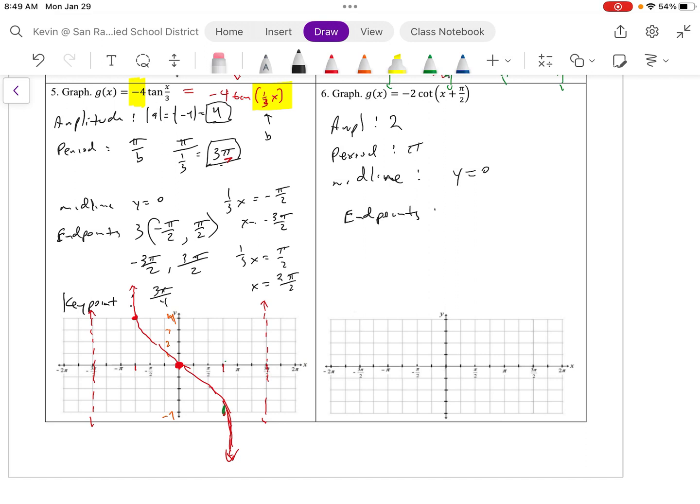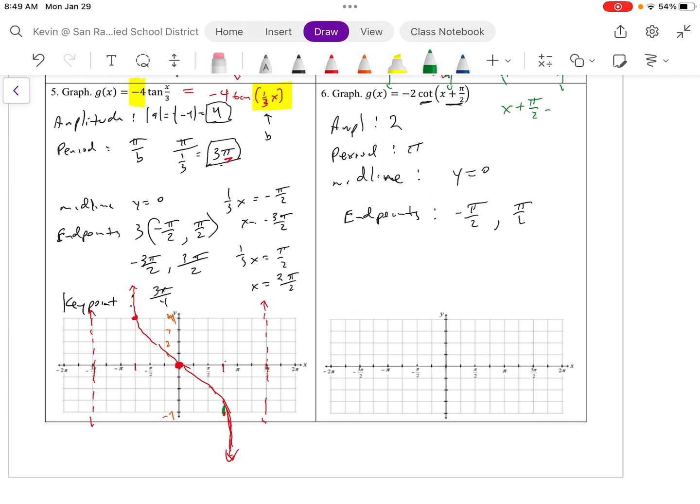Our endpoints. Okay, this is cotangent. And cotangent normally goes 0 to pi. We're shifting left pi over 2. So instead of 0, it's going to be negative pi over 2. And instead of pi, it's going to be pi over 2.